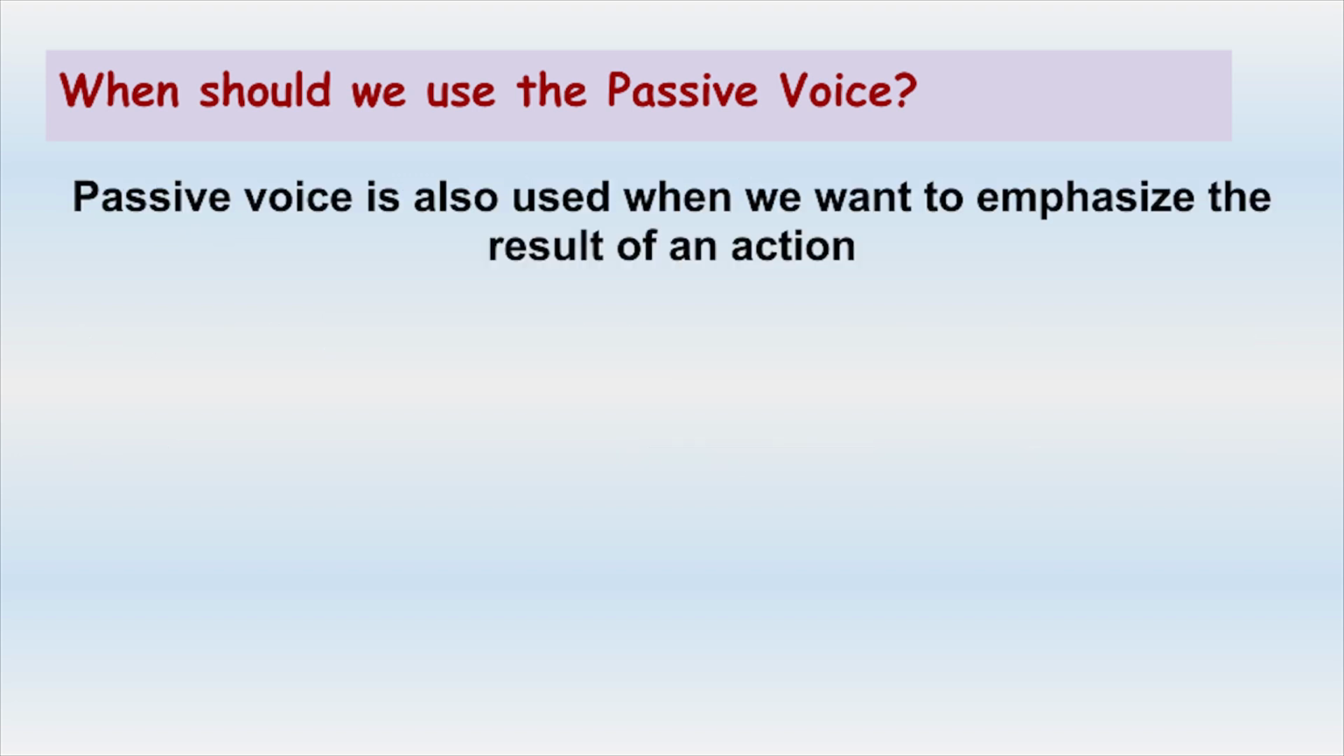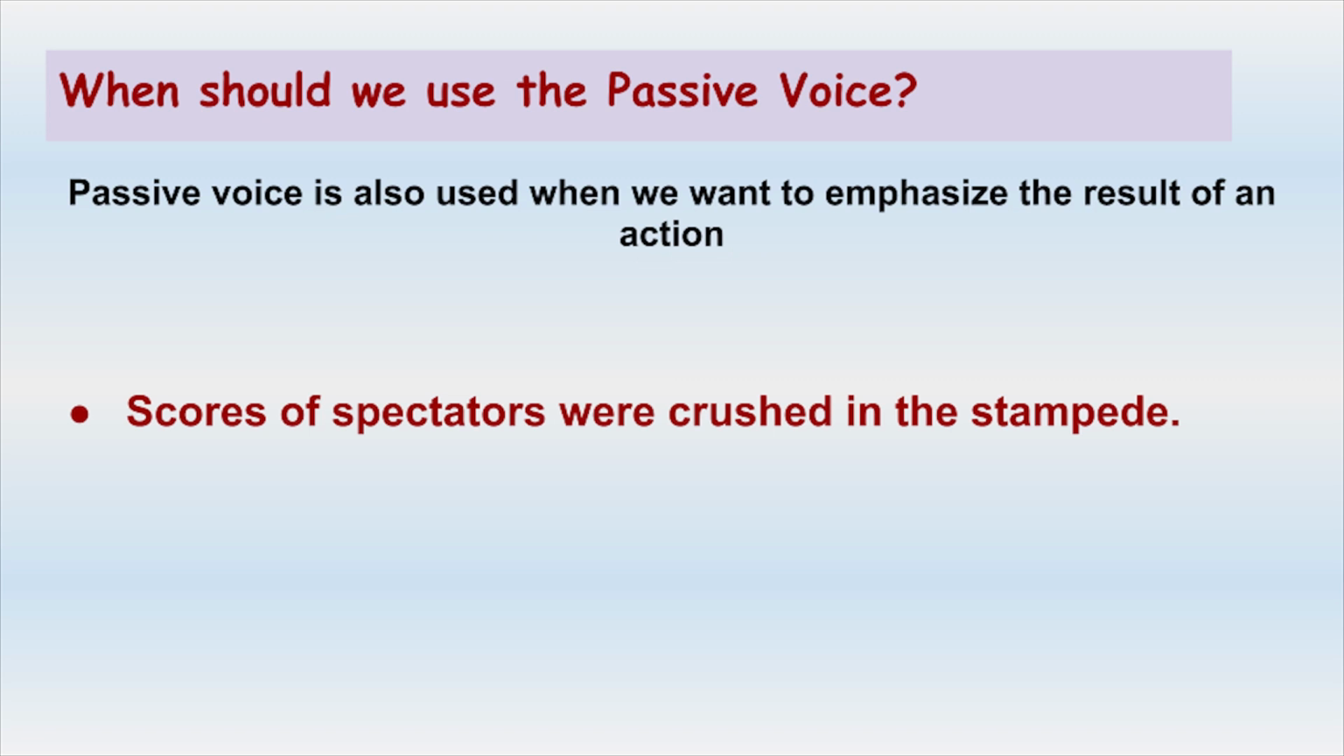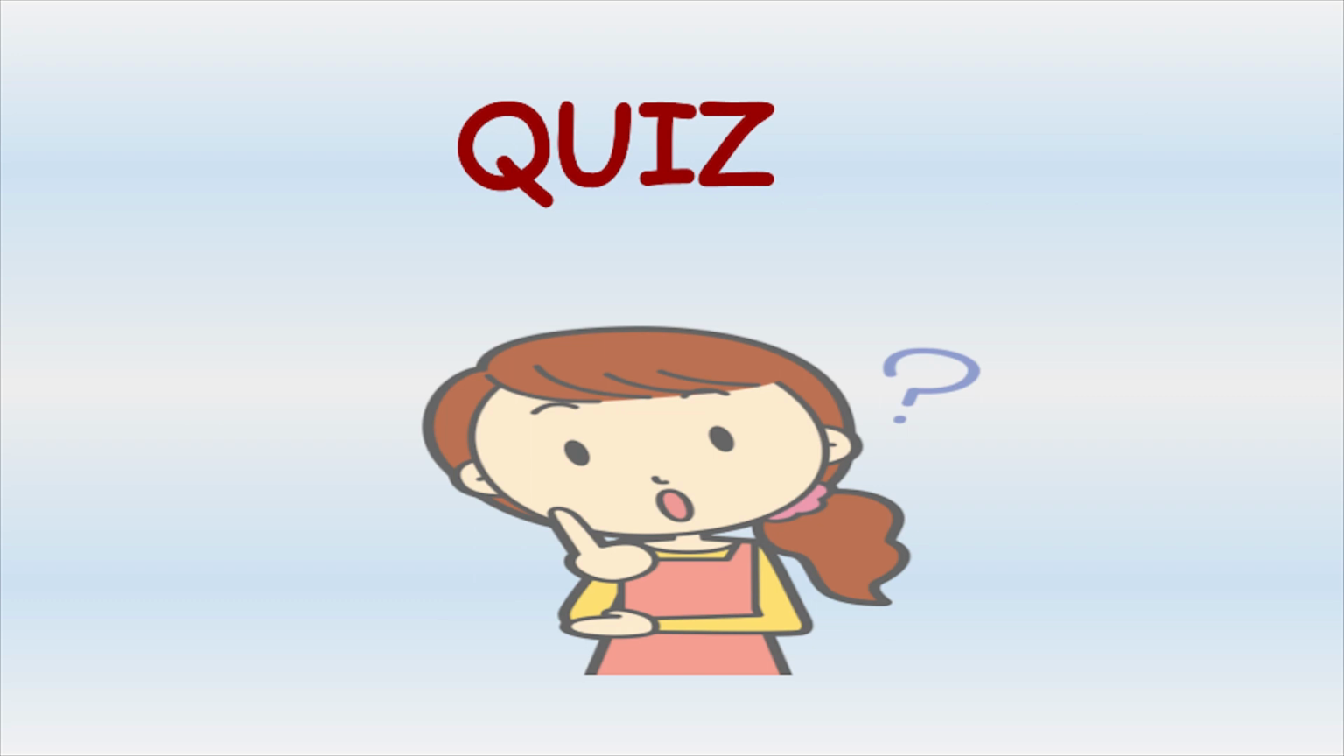The passive voice is also used when we want to emphasize the result of an action. For example, scores of spectators were crushed in the stampede. The emphasis is on the scores of spectators that were crushed, not what caused the stampede that resulted in the spectators being crushed. Let us do a little quiz.